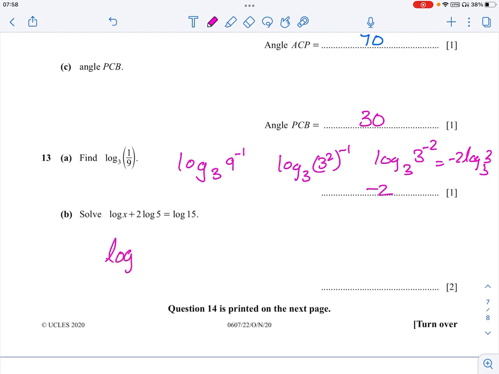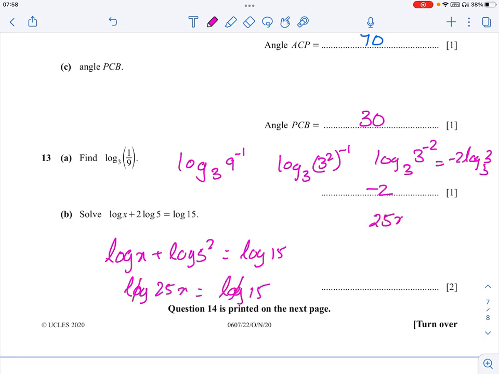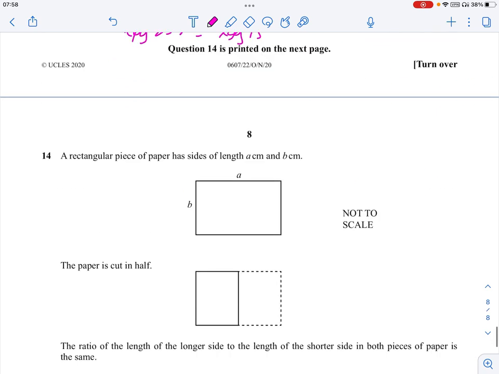Now it becomes log x plus log 5 square equals log 15. So log 25x equals log 15. Log gets cancelled. 25x equals 15. x equals 15 upon 25. So which is 15 upon 25, which is 3 upon 5.